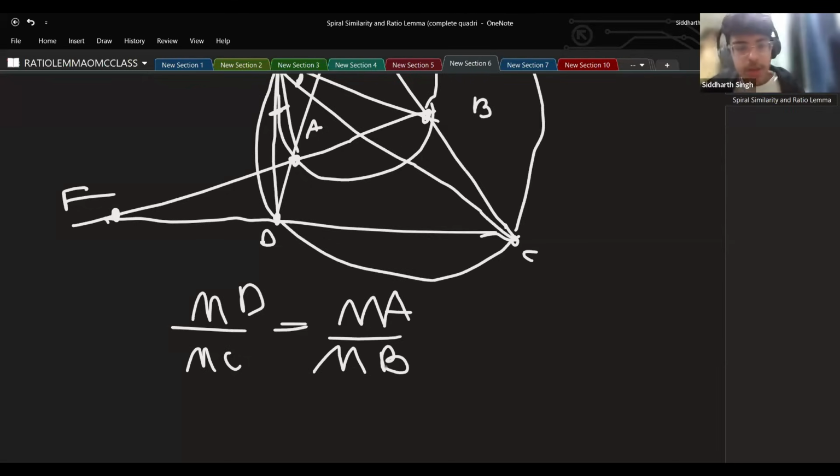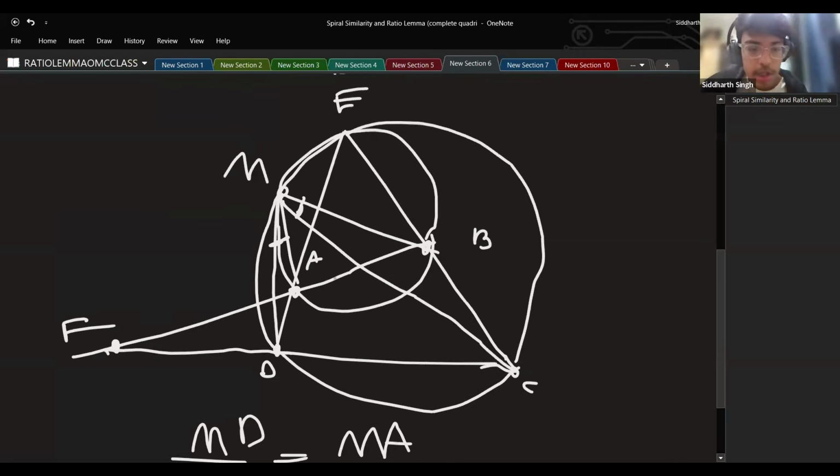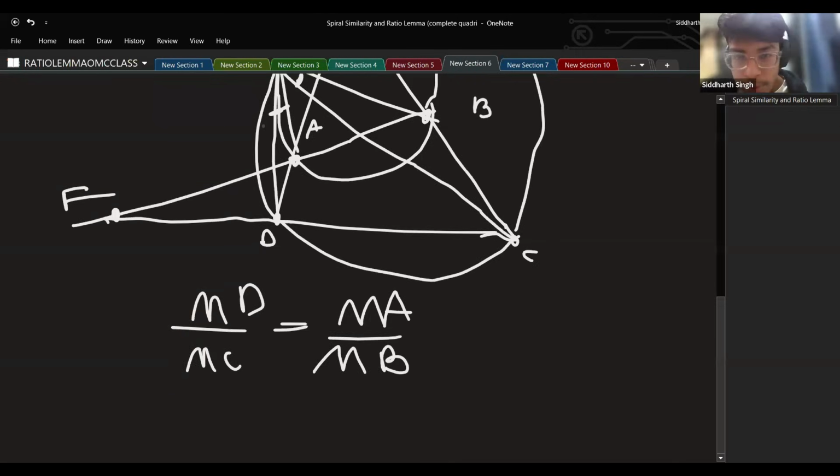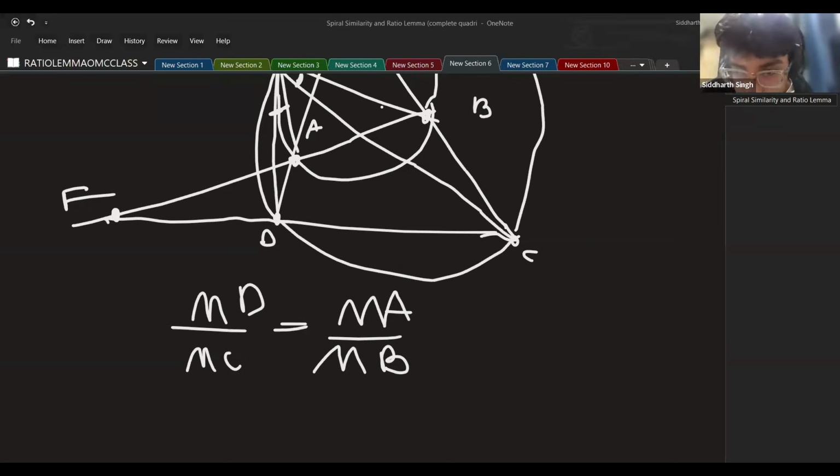Does anyone see the significance of this with respect to ratio lemma? Feel free to speak up. Even if you don't, just say it.